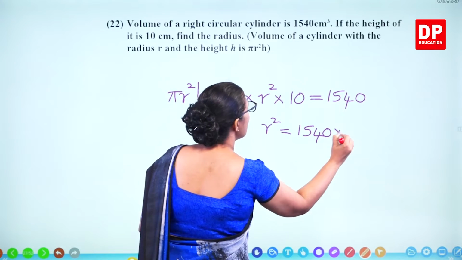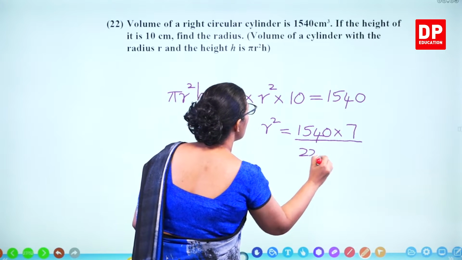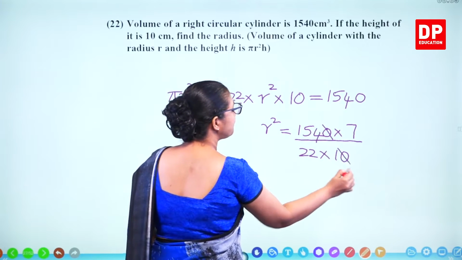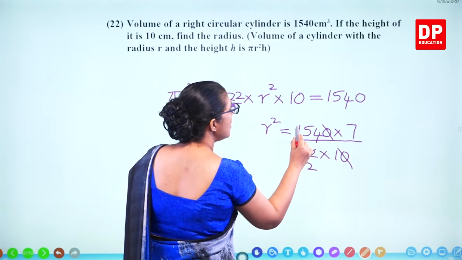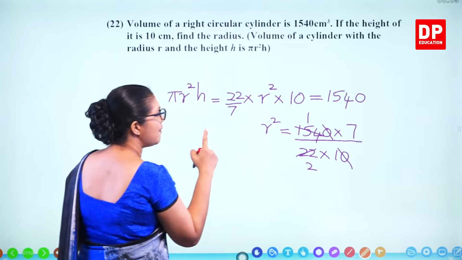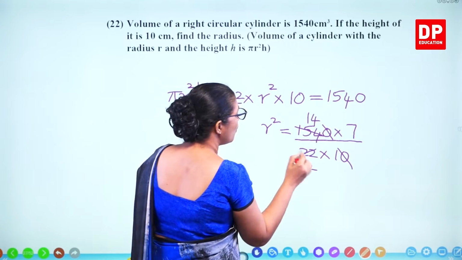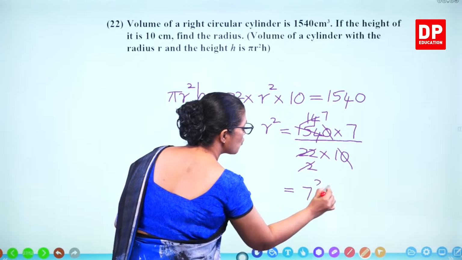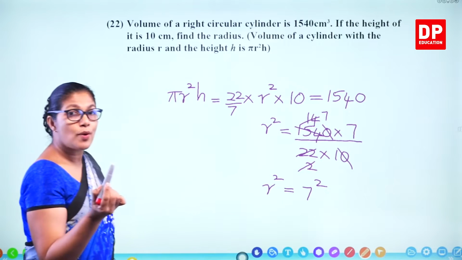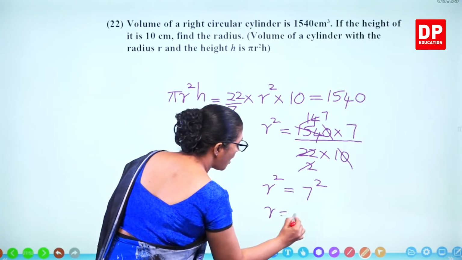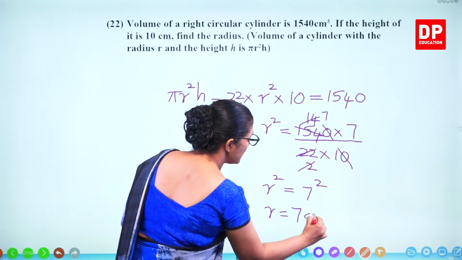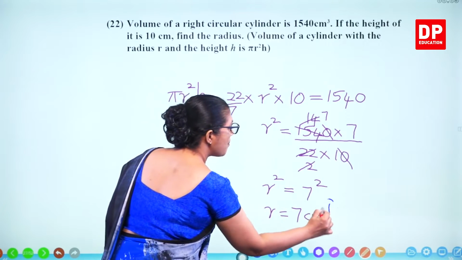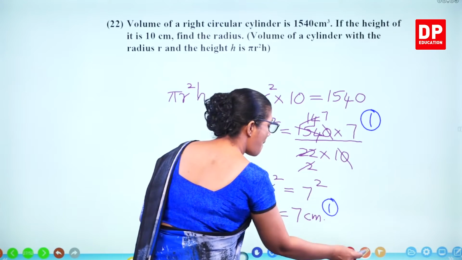So this one multiplied by 7, divided by 22 and 10. The 1 0 get cancelled out. 11 times 2, 11 times 1, 11 and 44, that's 4. So 2 times 7. 7 times 7, 49, or 7 squared. So r squared is 7 squared, which means what's the r value? R is 7. So this is in centimeters. So the radius is 7. So 1 mark here and 1 mark for the method.